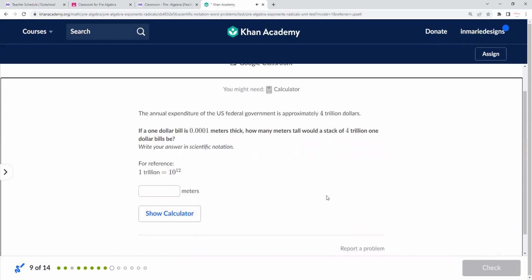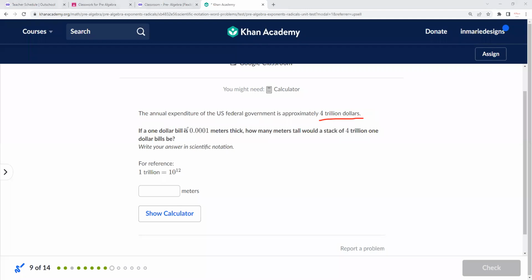The annual expenditure of the U.S. federal government is approximately $4 trillion. If a dollar bill is 0.0001 meters thick, how many meters tall would a stack of $4 trillion be? For reference, 1 trillion is equal to 10 to the 12th. So that is a lot of money.